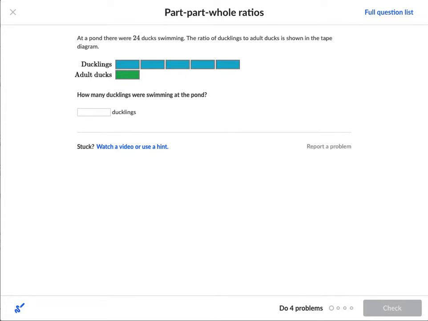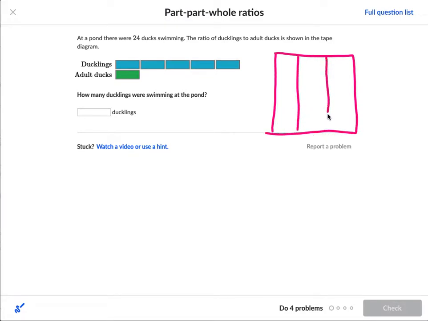At a pond there were 24 ducks swimming. The ratio of ducklings to adult ducks is shown in the tape diagram. And so my initial thinking is, if we have a tape diagram, I know I can take that and put it into a ratio table. And I have two types of ducks. I have ducklings and adult ducks. And then I have, of course, total ducks.